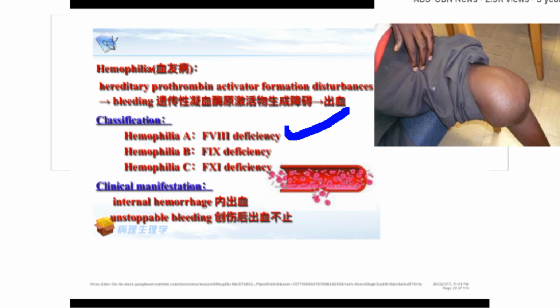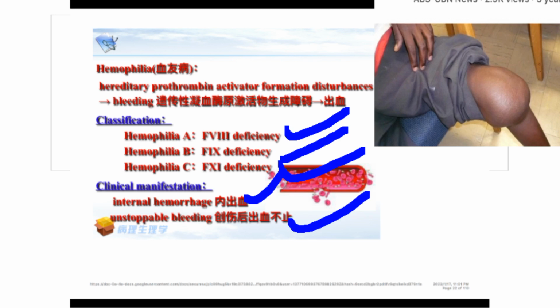So that means hemophilia A occurs due to factor 8 deficiency. We have hemophilia B due to factor 9 deficiency, and hemophilia C due to factor 11 deficiency. It manifests as internal hemorrhage, that's the clinical manifestation, and unstoppable bleeding. The person will be having a kind of unstoppable bleeding.